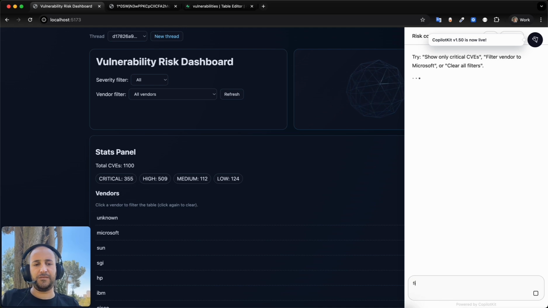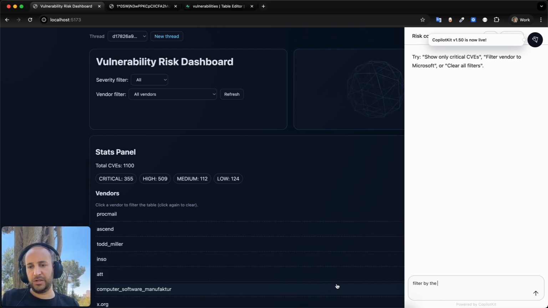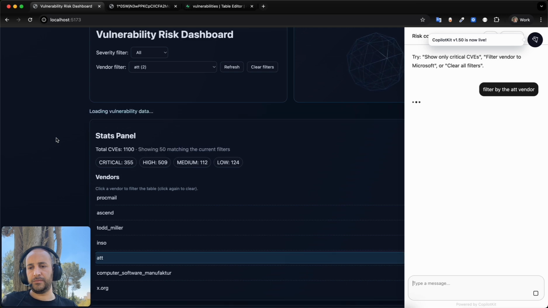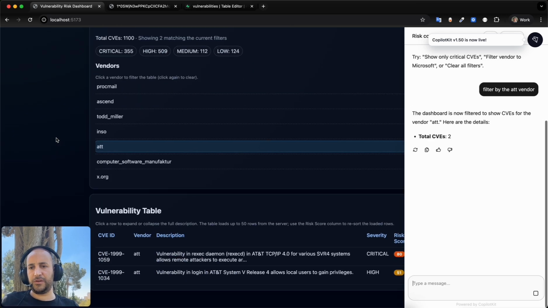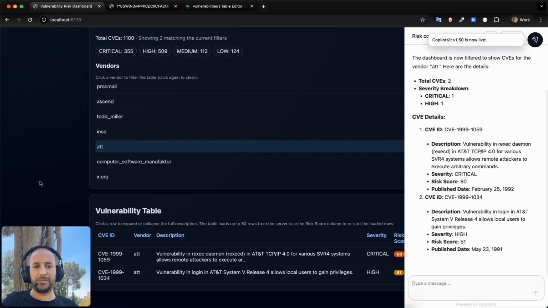So here I'm going to say filter by the IBM vendors, filter by the IBM or any of these choices over here. Let's just go with the AT&T vendor. Okay. Alrighty, the agent has now searched for the AT&T, and just like that, the state has been updated here.